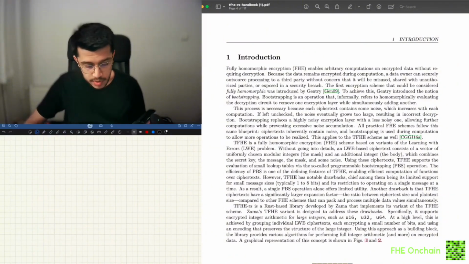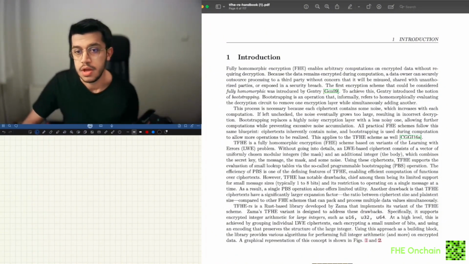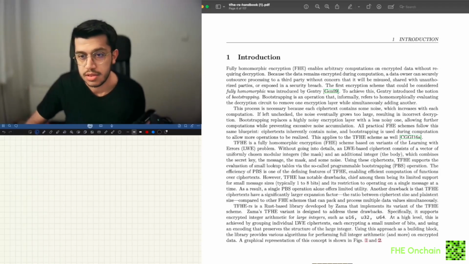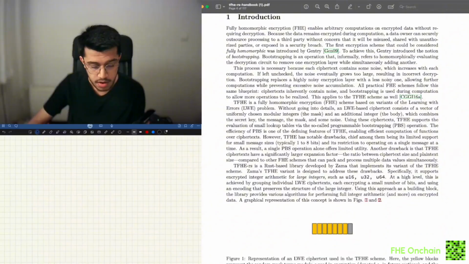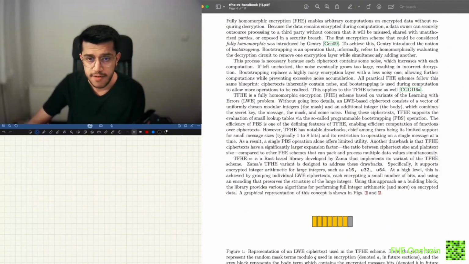The good thing is, by using the LWE-based ciphertexts, TFHE supports the evaluation of small lookup tables via the so-called programmable bootstrapping, or PBS, operation. We will see these in more detail in the upcoming videos as well. So let's see, what do we have?